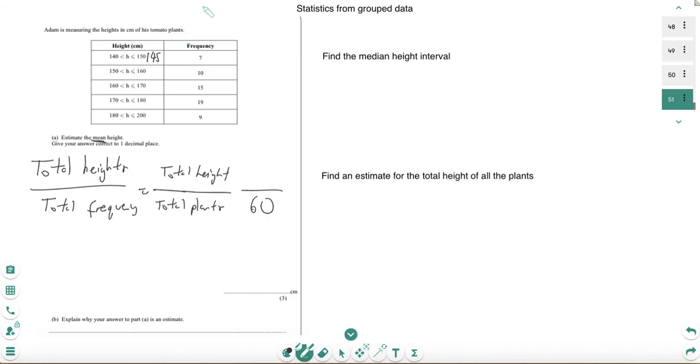So how do you find the total height? We're just going to do 7 times 145. And you're going to do that for all the categories. So there's 10 plants which are 155 centimeters tall, so 10 times 155. We'll do the same thing: 15 times 165, 19 times 175, and then 9 times, what's in between 180 and 200? 190.